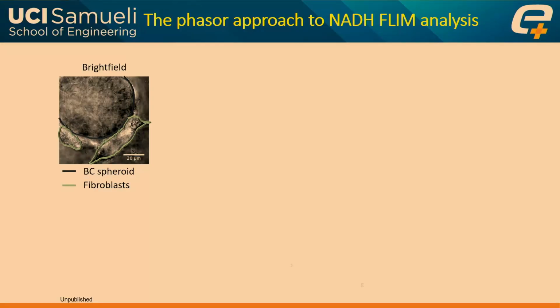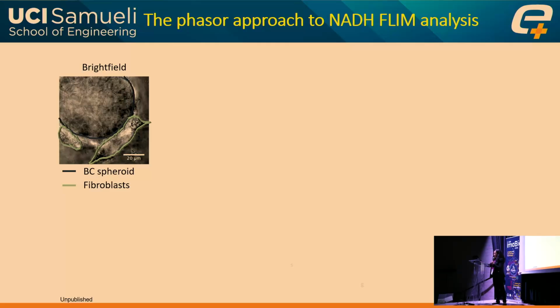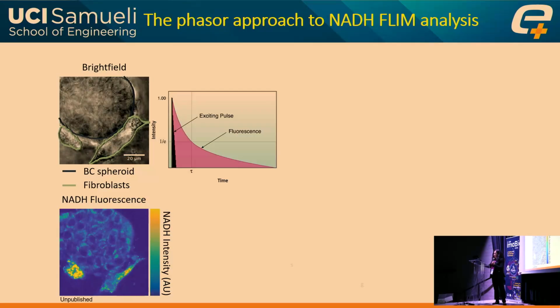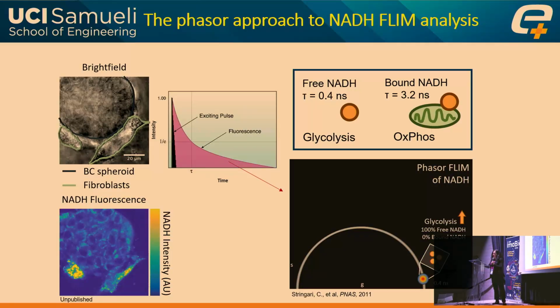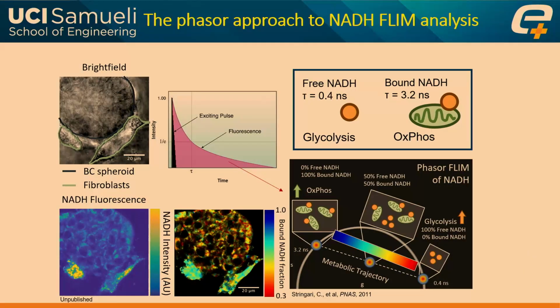Okay, so you can take a spheroid. These are cancer spheroids, and these are non-tumor cells. These are fibroblast cells that surround the spheroid. You can perform the FLIM analysis with the phasors and map out the fractional contribution of free and bound NADH. And what you see in this particular example is that the fibroblast cells have a very different metabolism than the tumor itself. This is color-coded to show the higher bound population of NADH and the free population here in the pseudo-color map.